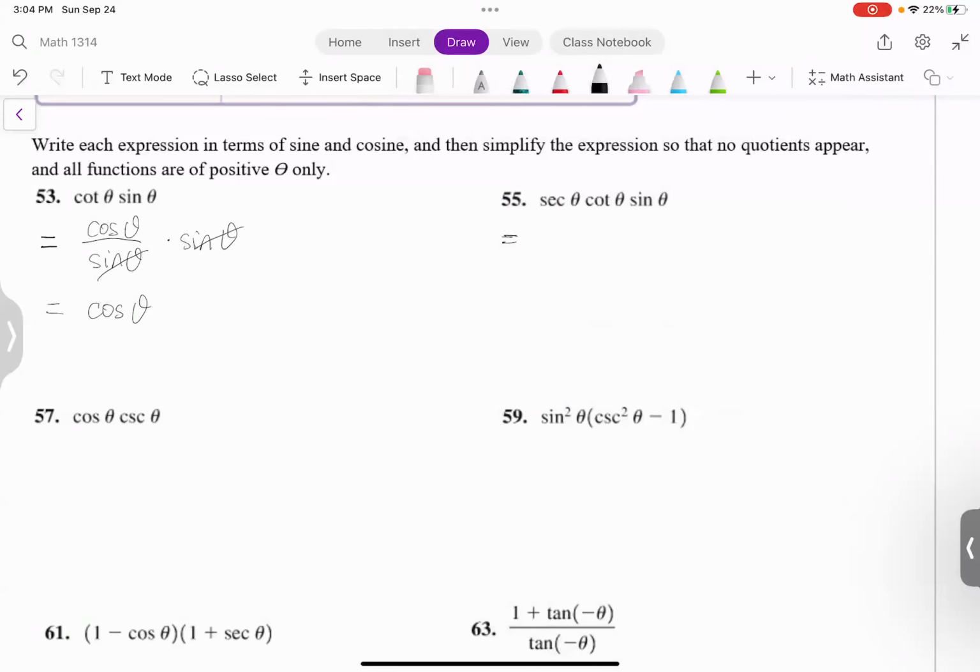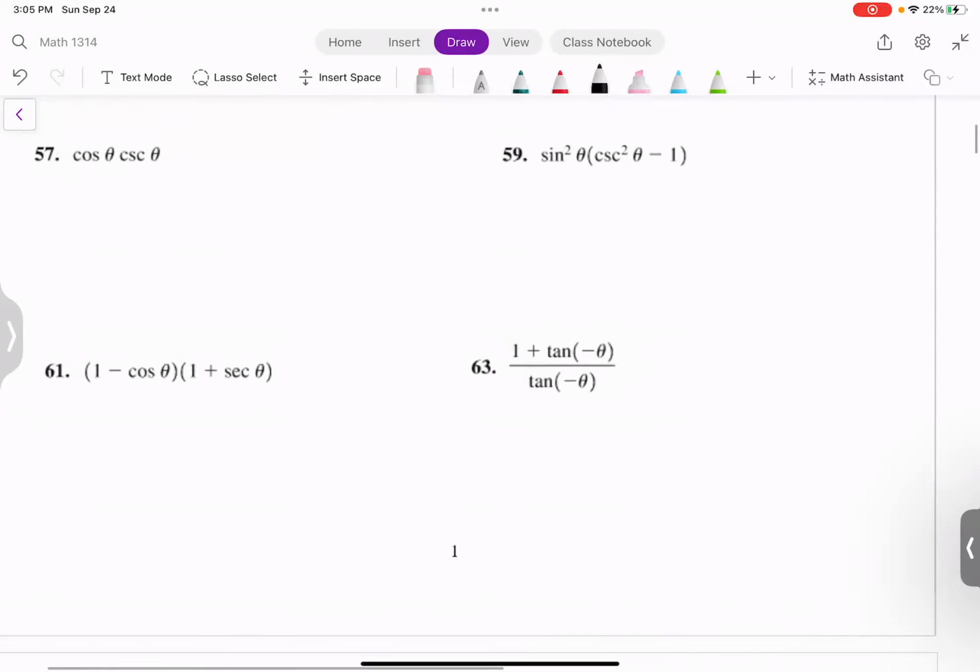Okay, let's see the next one. Next one is secant theta times cotangent theta times sine theta. Let's convert all the trig functions into sine and cosine. Secant equals 1 over cosine theta. Cotangent equals cosine theta over sine theta. Then times sine theta. Okay, this sine theta, they are canceled. Cosine canceled. I got 1.